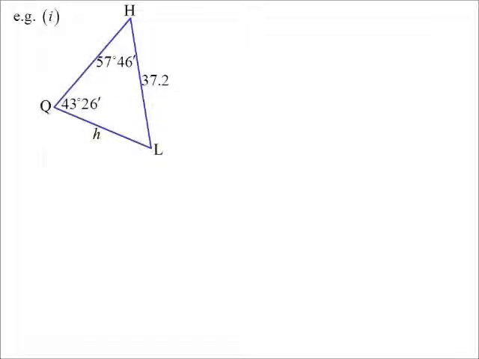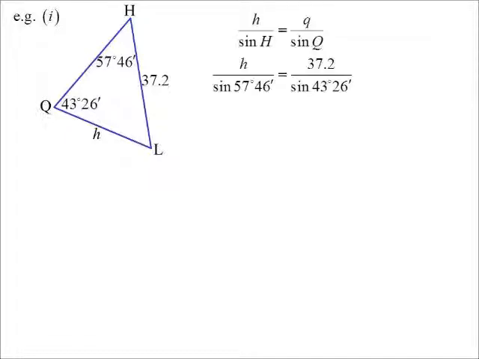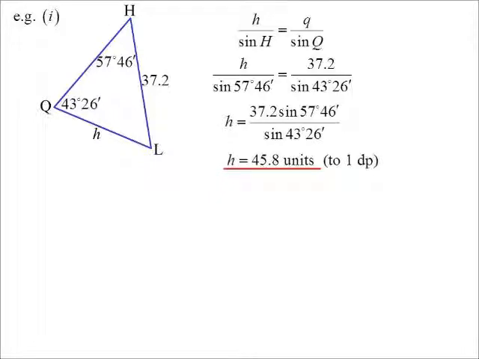All right, let's just do an example. I've just randomly picked some numbers. So this one will be h over sine H is q over sine Q. Rearranging that, we want to make h the subject. And pretty much it's just calculator work, of course. And we get our answer to one decimal place.